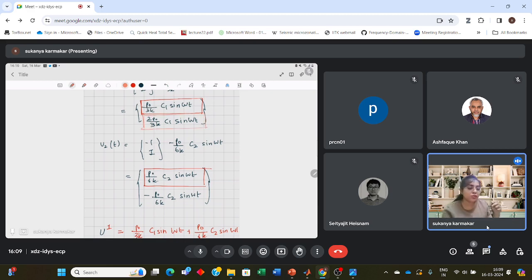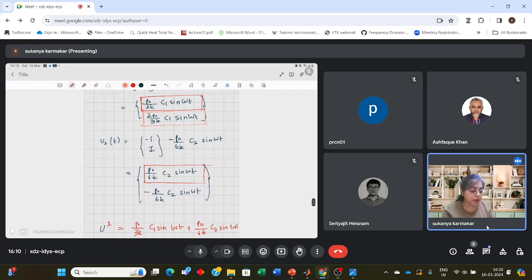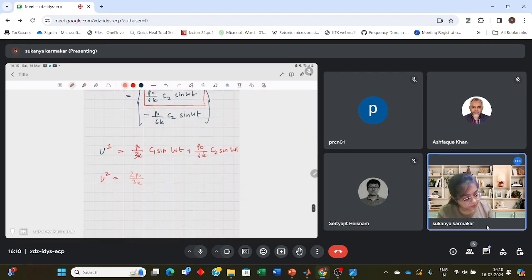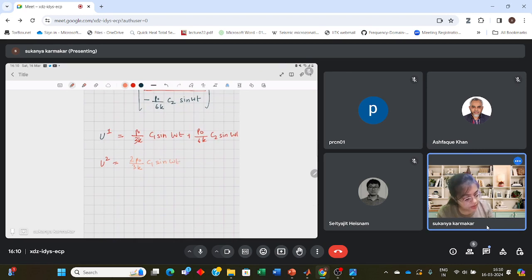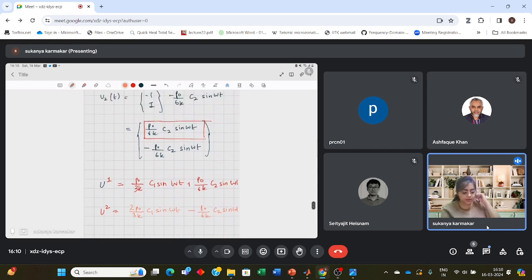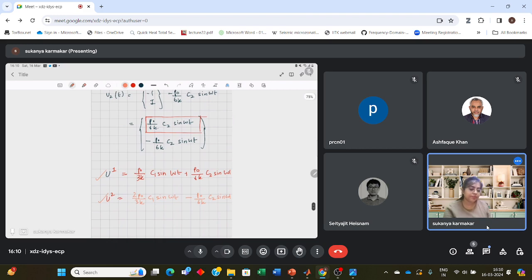Similarly, for the second floor, let me highlight it in a different color. This is the contribution by the first mode in the displacement of the second floor. So this is 2 P naught by 3K C1 sine of omega t minus P naught by 6K C2 sine of omega t. Yes, this is basically the deformation of the first floor and the steady state deformation of the second floor.